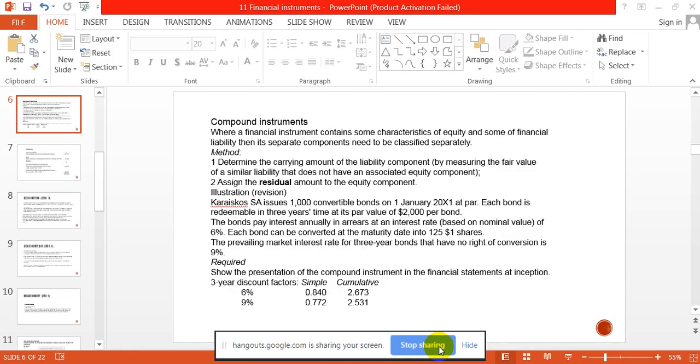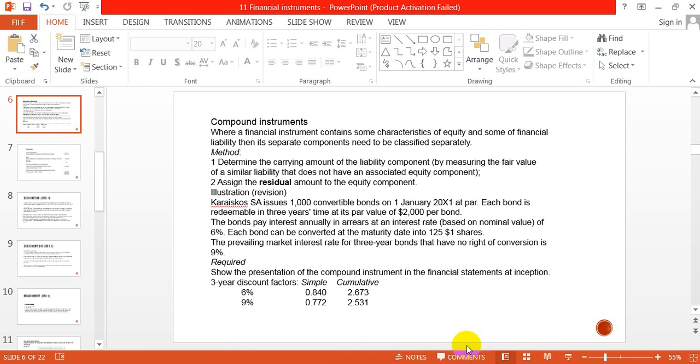So if we continue, we're looking at the compound instruments. So let's look at this illustration.